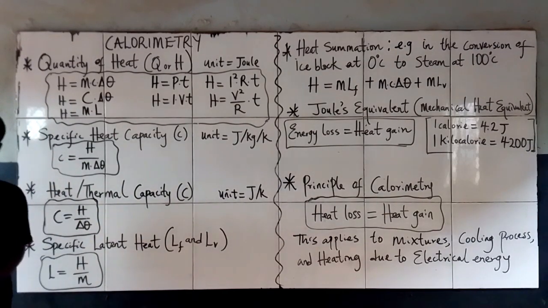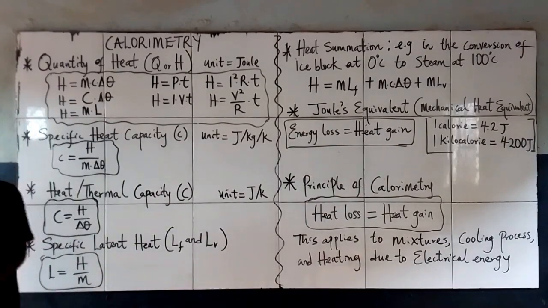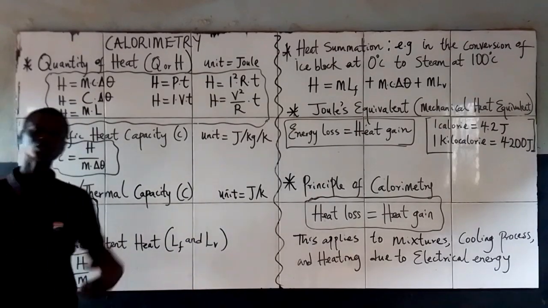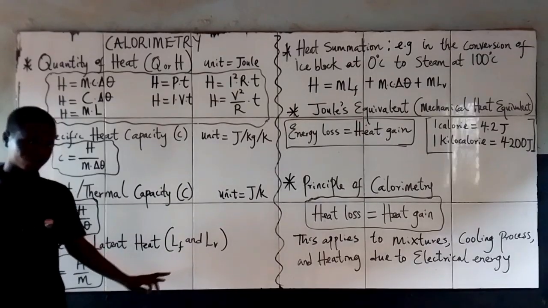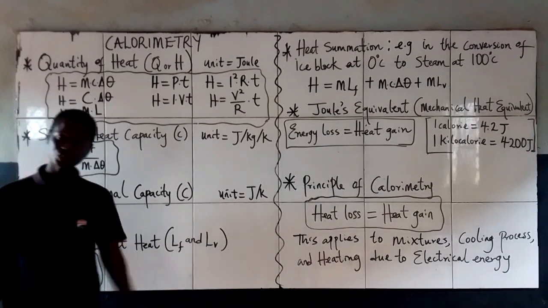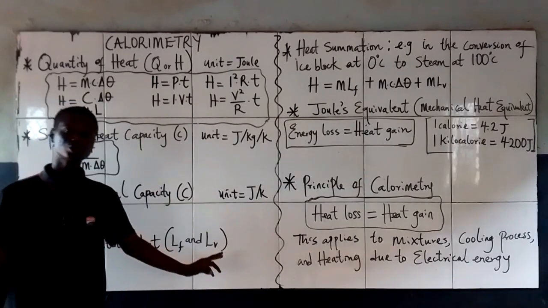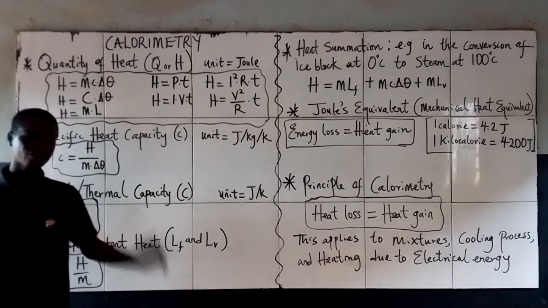Good. Now there is something called specific latent heat, and there are two types of specific latent heat. You have the specific latent heat of fusion, given as L subscript F, and you have the specific latent heat of vaporization, given as L subscript V.